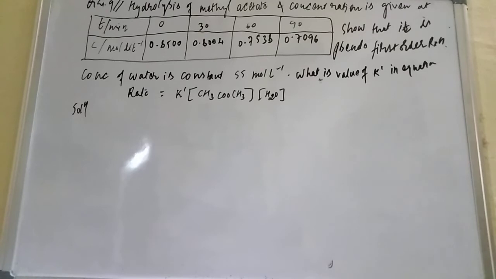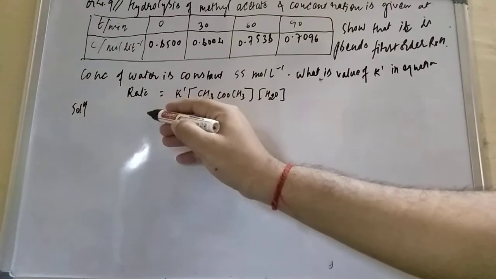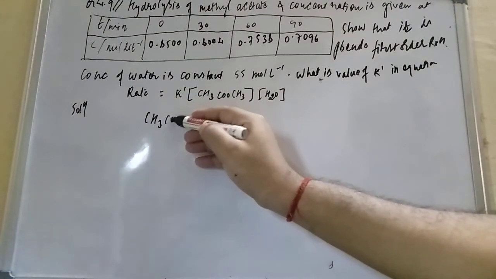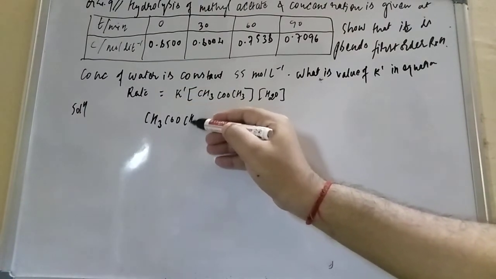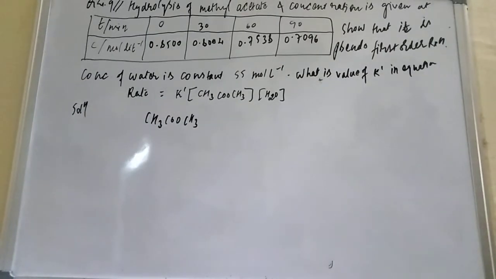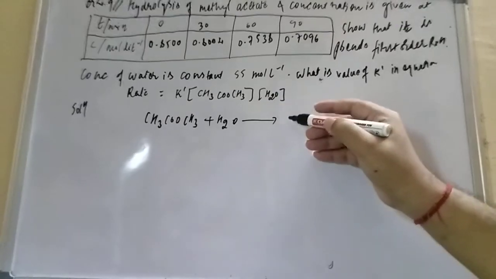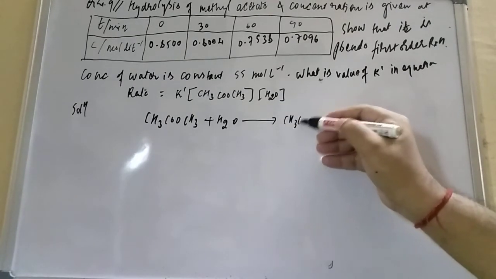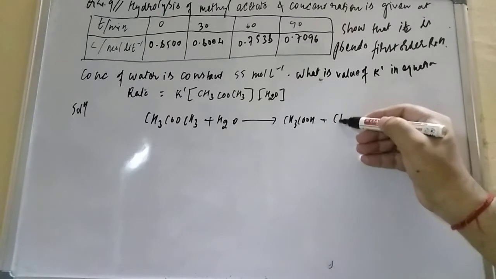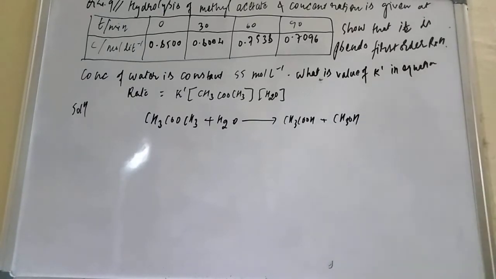So let us see what they have given. They are saying that hydrolysis of methyl acetate in aqueous solution has been studied. When you are talking about the hydrolysis of methyl acetate, how are they doing hydrolysis? Student, they have given CH3COOCH3. This is nothing but methyl acetate, reacting with water. Adding the water, you will get acetic acid, CH3COOH, and methyl alcohol.